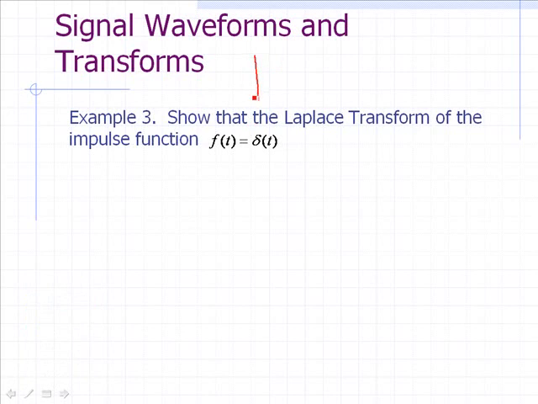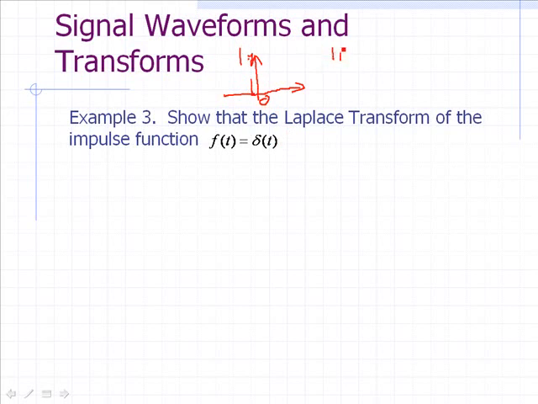So we're given a function, and this only exists at the origin, let's say with a weight of 1. You can have other weights, and you can think of this weight as the area underneath this impulse. Okay? What's a good model of an impulse function?